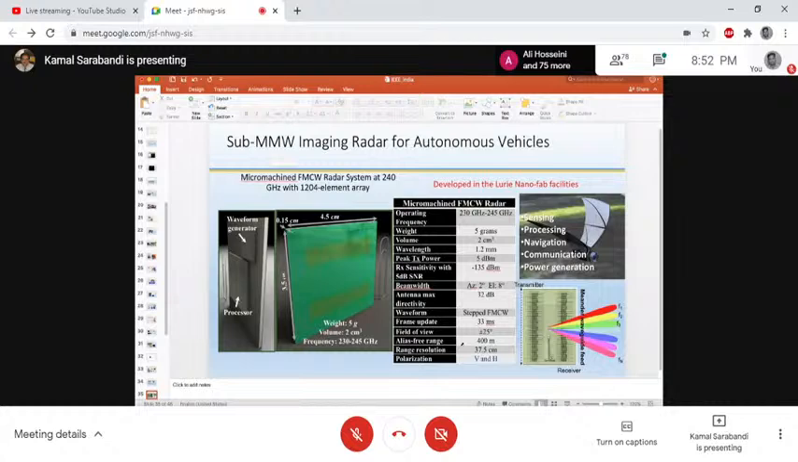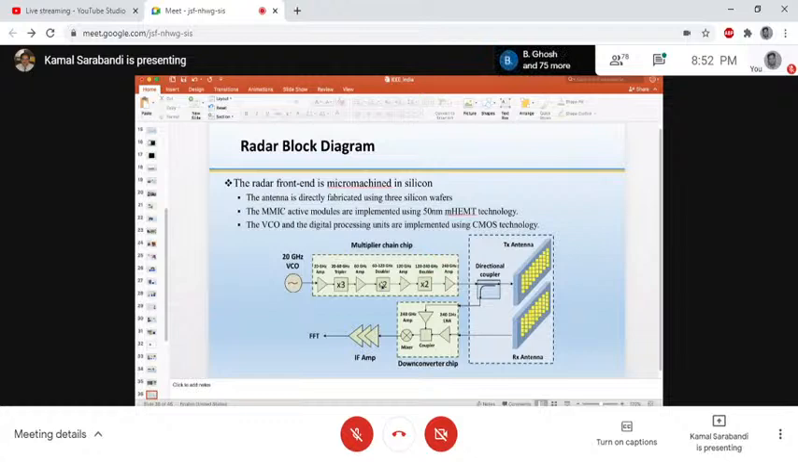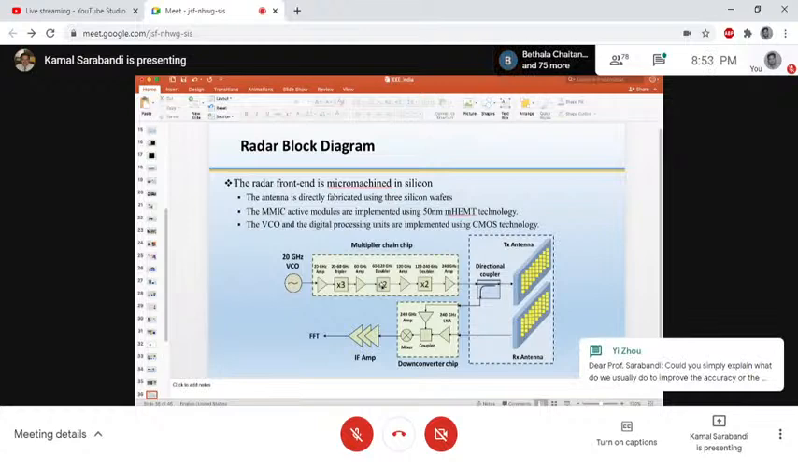The concept is based on using frequency scanning. This antenna has about 1,200 radiating elements and receiving elements. It's a huge number of transmitters and receivers. That's why we chose operation at 240 gigahertz, so that we could make the size of the aperture very small, but then we have to develop an entire technology in order to be able to do that. This is a block diagram of the radar, the antenna system, the active components, and so on and so forth.